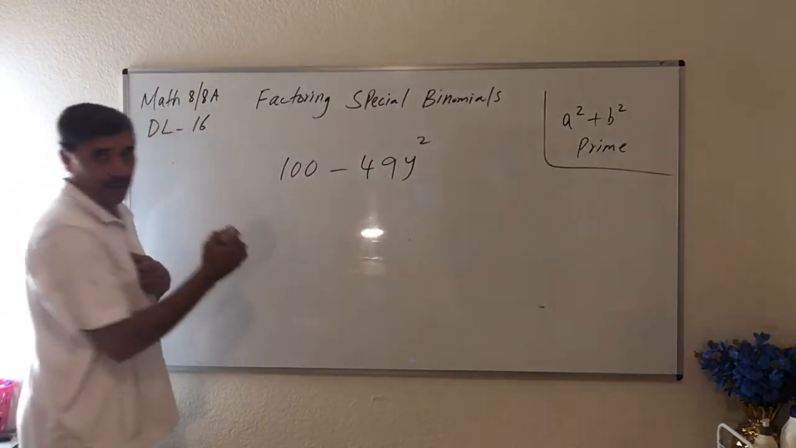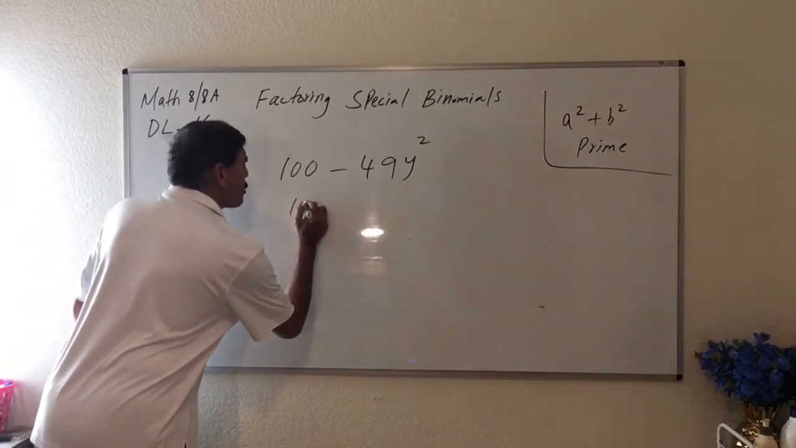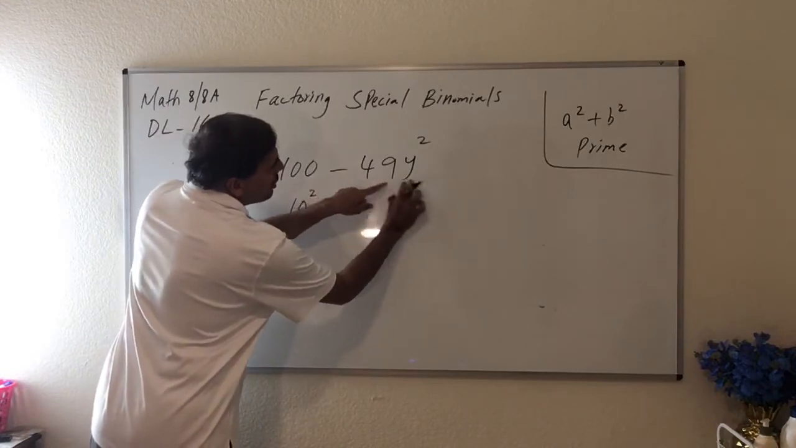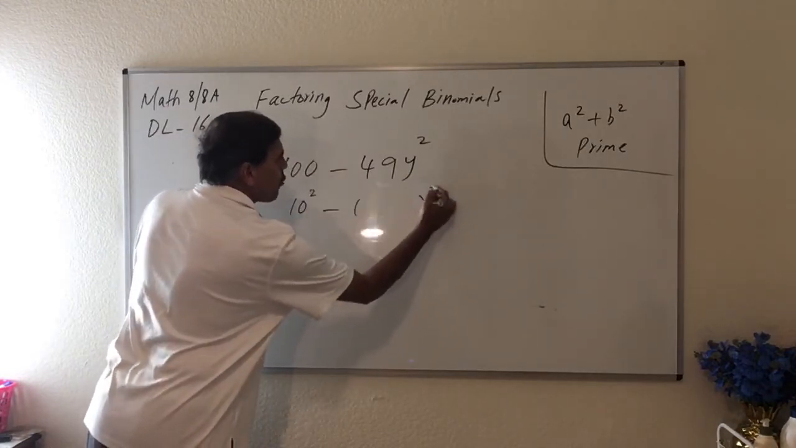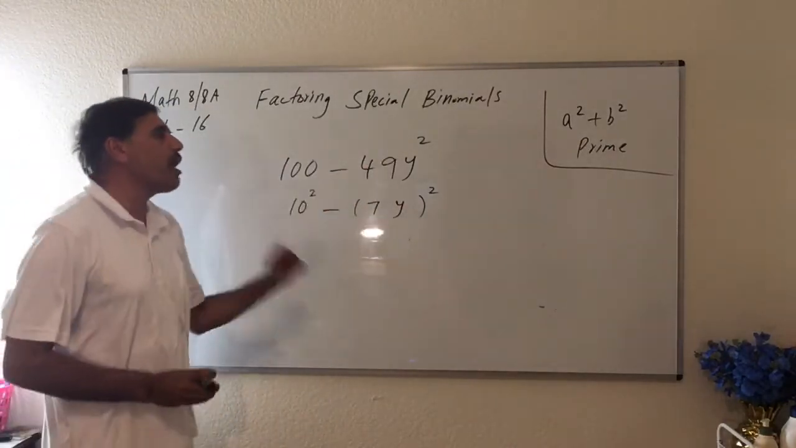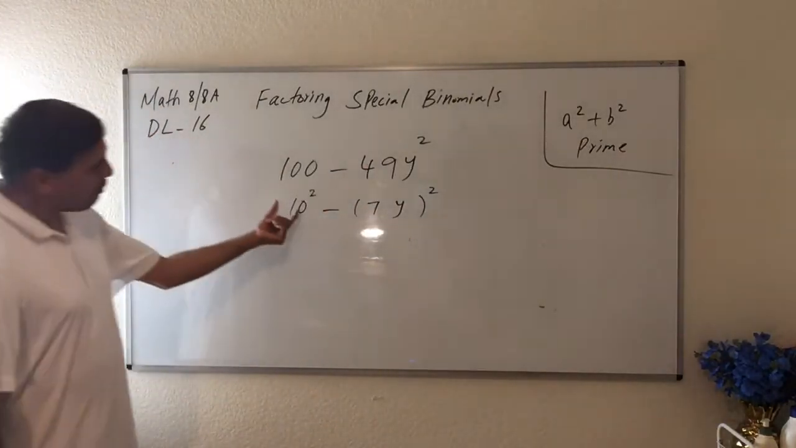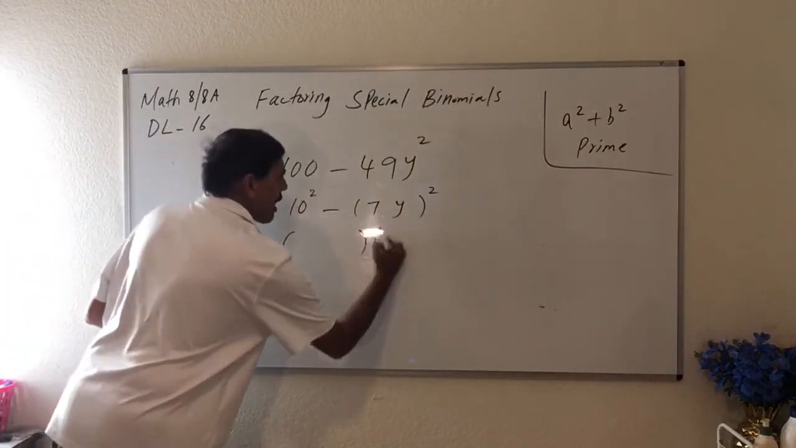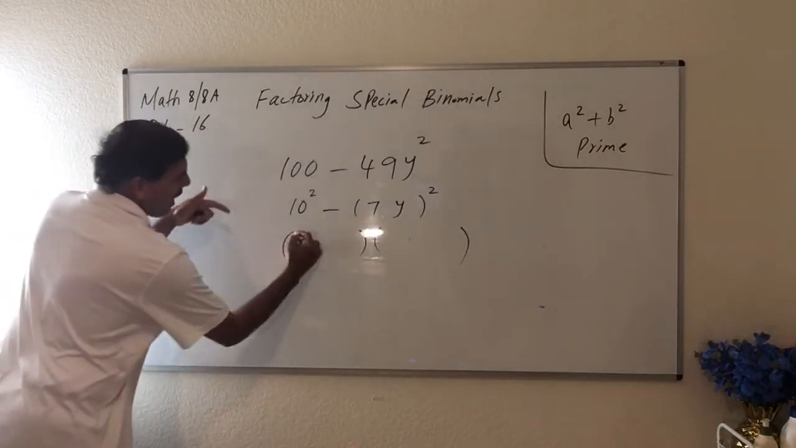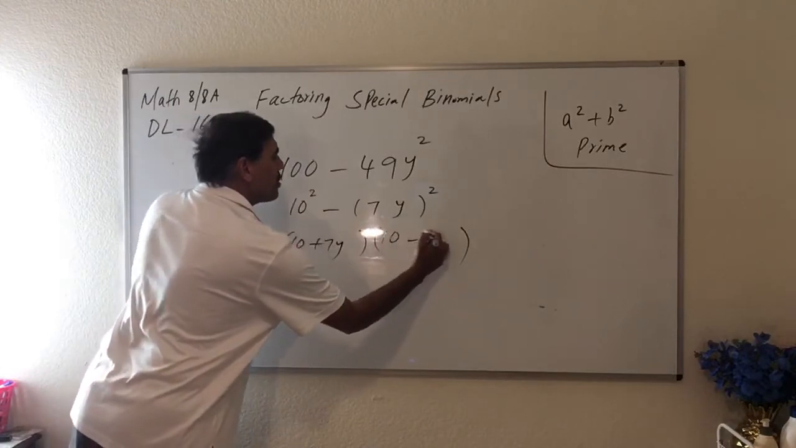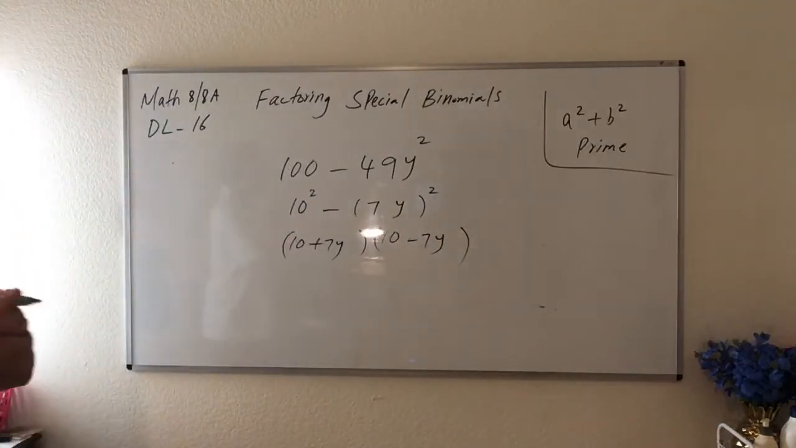So let's try it as a perfect square first. So 100 is 10 squared. The base is 10, minus. There are two factors here, 49 and y, so make sure you use the parentheses, squared outside 7y. So that's your base. So 7 squared is 49 and y squared. The first base is 10. The second base is 7y. So write two parentheses like this. Now it is the first base plus the second base, and the other factor is the first base minus the second base. So it's a plus b times a minus b.